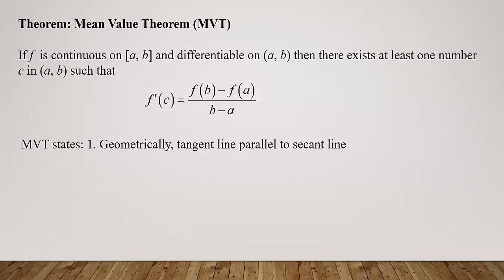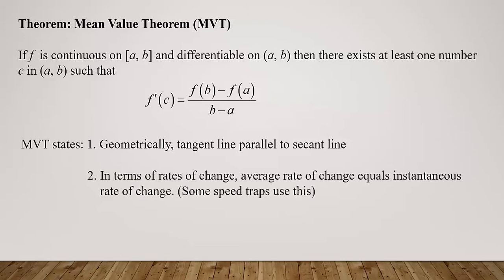And the equal sign is saying the slope of the tangent line is equal to the slope of the secant line. Well, tangent line slope equaling secant line slope, we know from way back when we learned about lines, if two lines have the same slope, they are parallel.